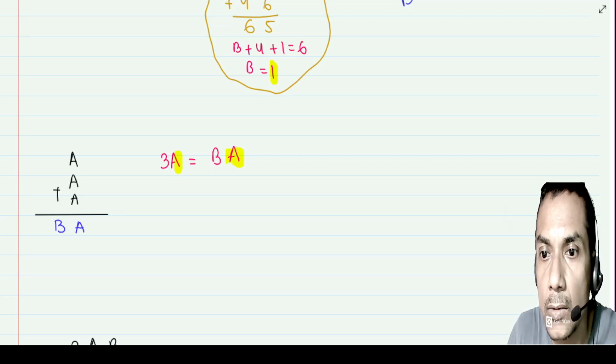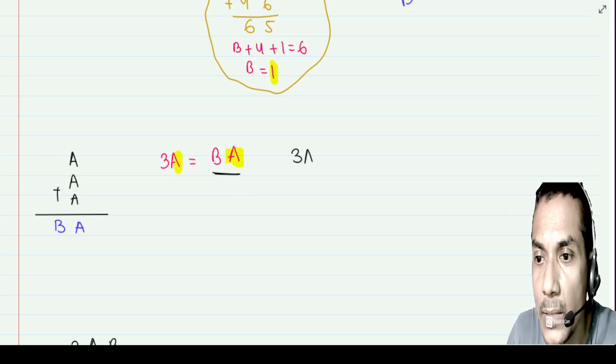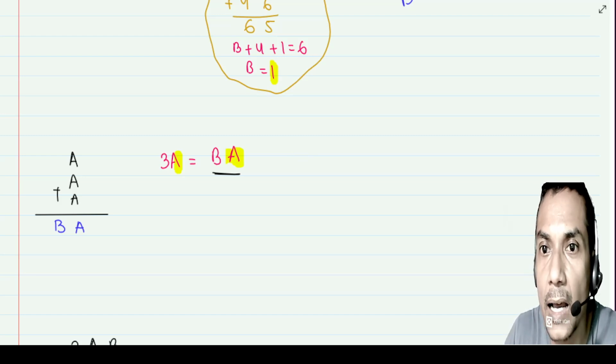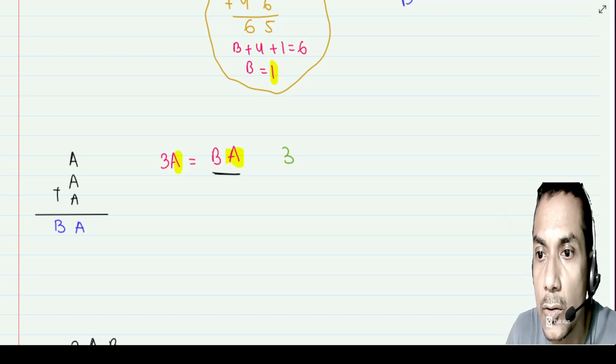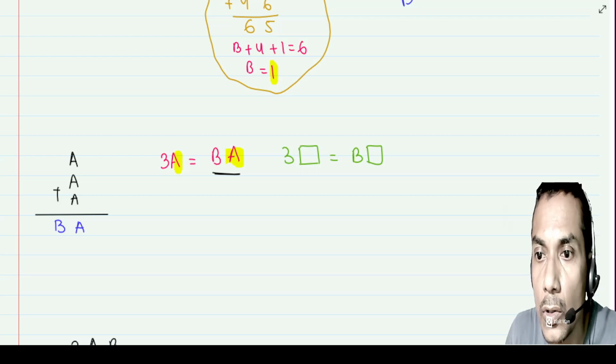I have to identify the multiple of 3, from 0 to 9, so that it will be a 2-digit number, as well as the last digits are the same. So look at this, similar to 3, you consider a box. 3 times box is equal to a box and a number. This box we have to fill.